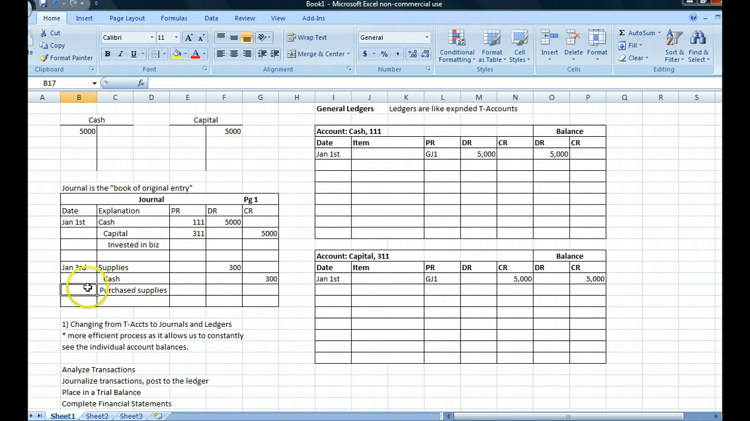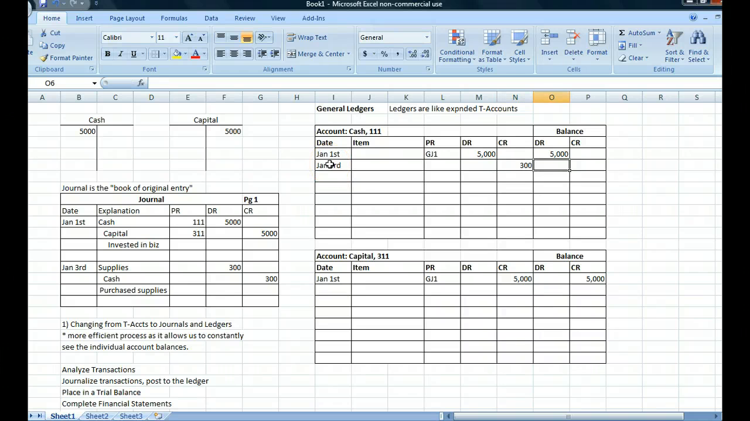Okay, so here I show that, again, I purchased supplies for $300 using cash on January 3rd. I have the date, I have the 2 accounts that are used, and I have the debit and credit amounts. I don't fill out the posting reference column until I've transferred it to the ledgers. So I'm only going to do the cash one for now, but I would put in January 3rd, and I'm going to credit cash for $300.